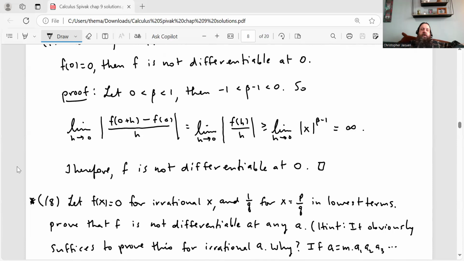So the limit as h goes to 0 of the absolute value of the difference quotient evaluated at 0 equals the limit as h goes to 0 of the absolute value of f of h over h, which is greater than or equal to the limit as h goes to 0 of the absolute value of h to the beta minus 1, which is infinite. So that shows that the limit doesn't exist. Therefore, f is not differentiable at 0.